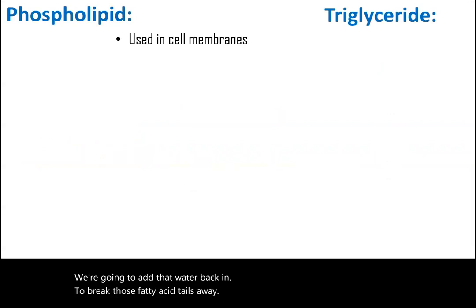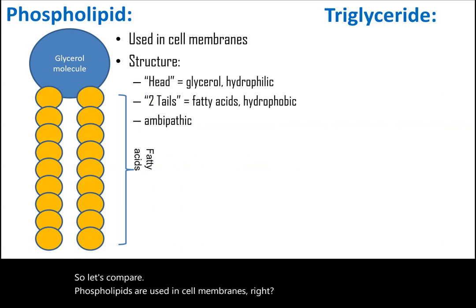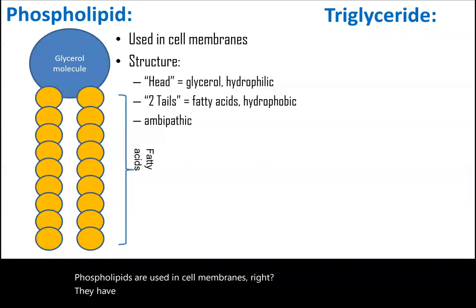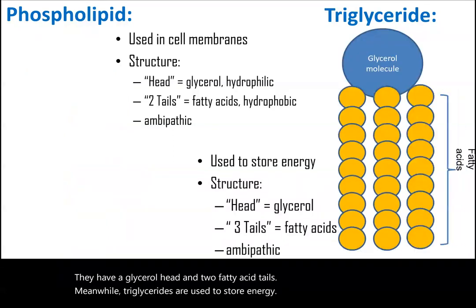So let's compare. Phospholipids are used in cell membranes, right? They have a glycerol head and 2 fatty acid tails. Meanwhile, triglycerides are used to store energy, right? And they have a glycerol head and 3 fatty acid tails.